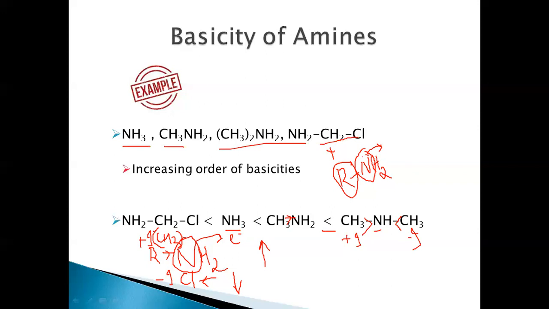But when we come to this chloro derivative, this chlorine is an electron withdrawing group here. So it will withdraw the electrons from the system. This will in turn withdraw the electrons from here, which in turn will decrease the electron availability of nitrogen. So this is less basic when compared to that of ammonia. So this all depends on the availability of the electrons on the nitrogen, which is directly proportional to the basicity. If electron availability is more, it's more basic.